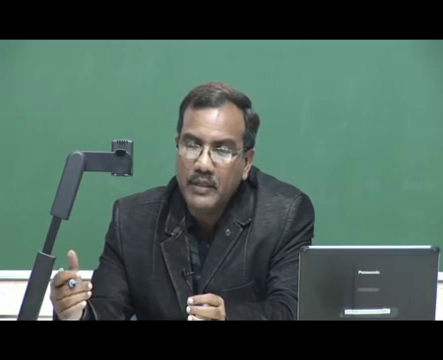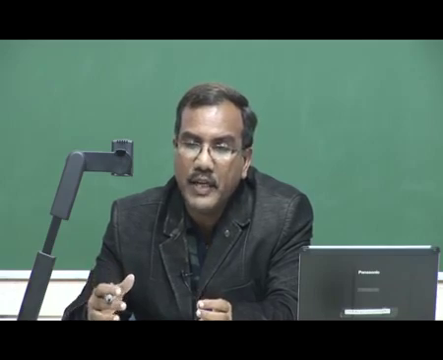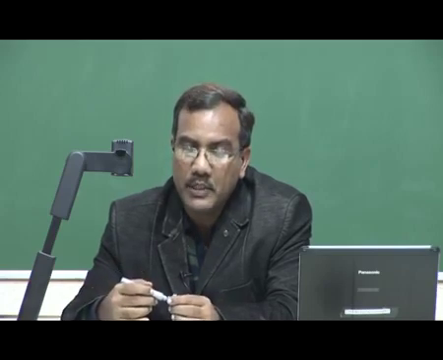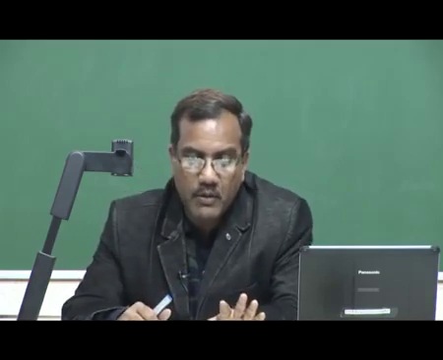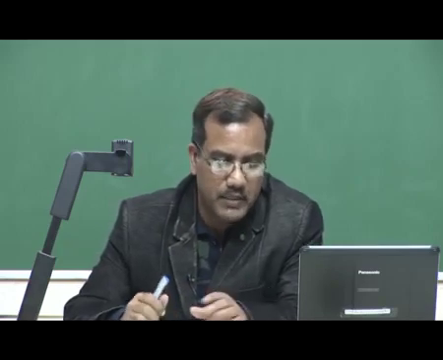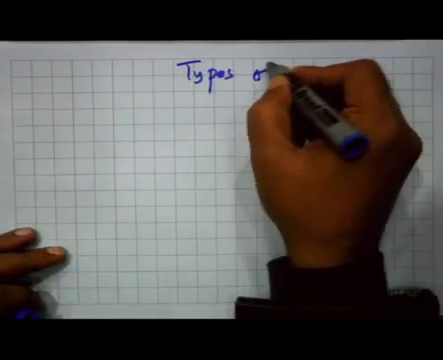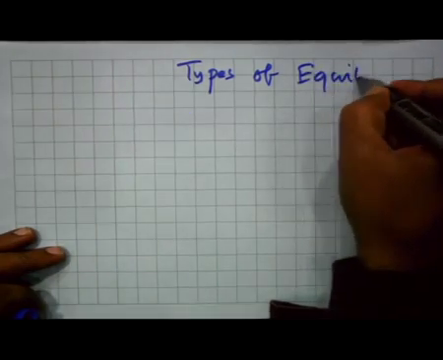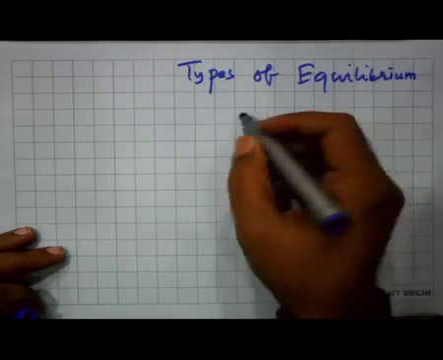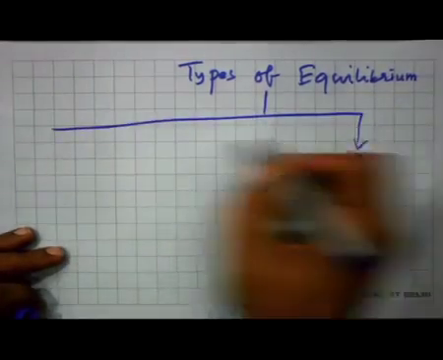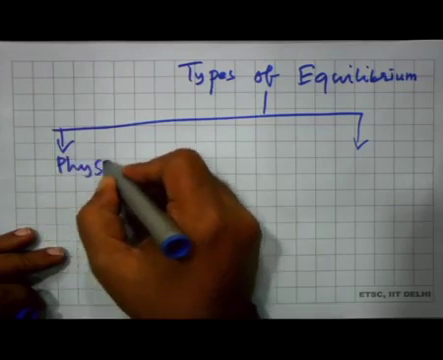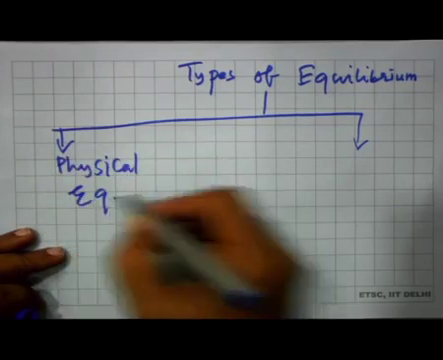Similarly, if we start from B, B will get converted into A. Since B is getting mixed with A, entropy of mixing is increasing. So, now we discussed what equilibrium is and why that happens. Now, let us discuss the types of equilibrium. There are two types of equilibrium. One is physical equilibrium and the other is chemical equilibrium.